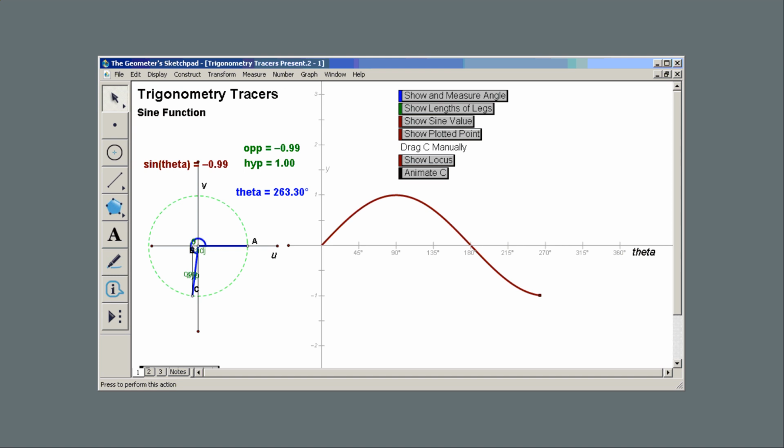So, what I want you to think about is over here, pay no attention to the right side, but over here on the left, you can see that we have a unit circle, and you can see that I can drag the terminal ray to all the different locations in the unit circle.